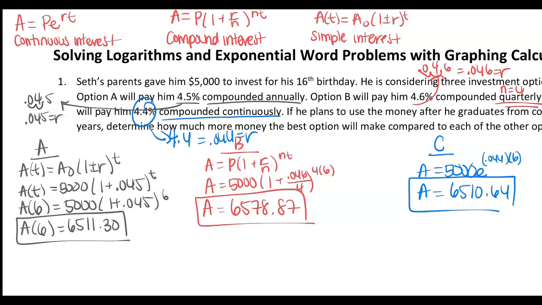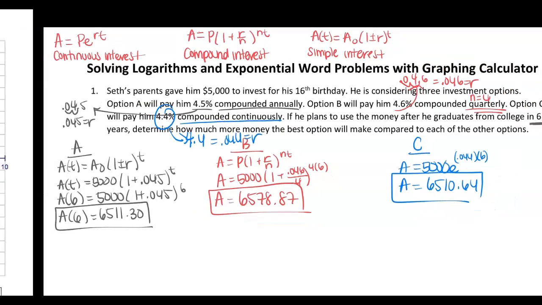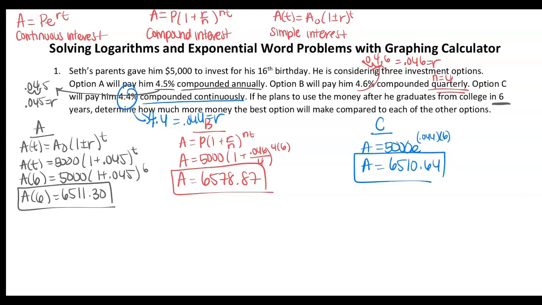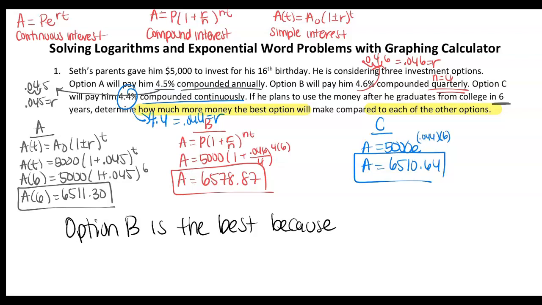All right, so I have all 3 of these. We did all this work. I honestly kind of forgot what we were looking for, so let me look back at my problem. The problem specifically says, how much more money is the best option? How much will it make compared to your other options? Okay, well, let's see. You guys look, which one's the best option for him to pick? Hopefully you're saying option B. So down here, I'm going to say option B is the best because we need to know how much more money it will make compared to the other plans.